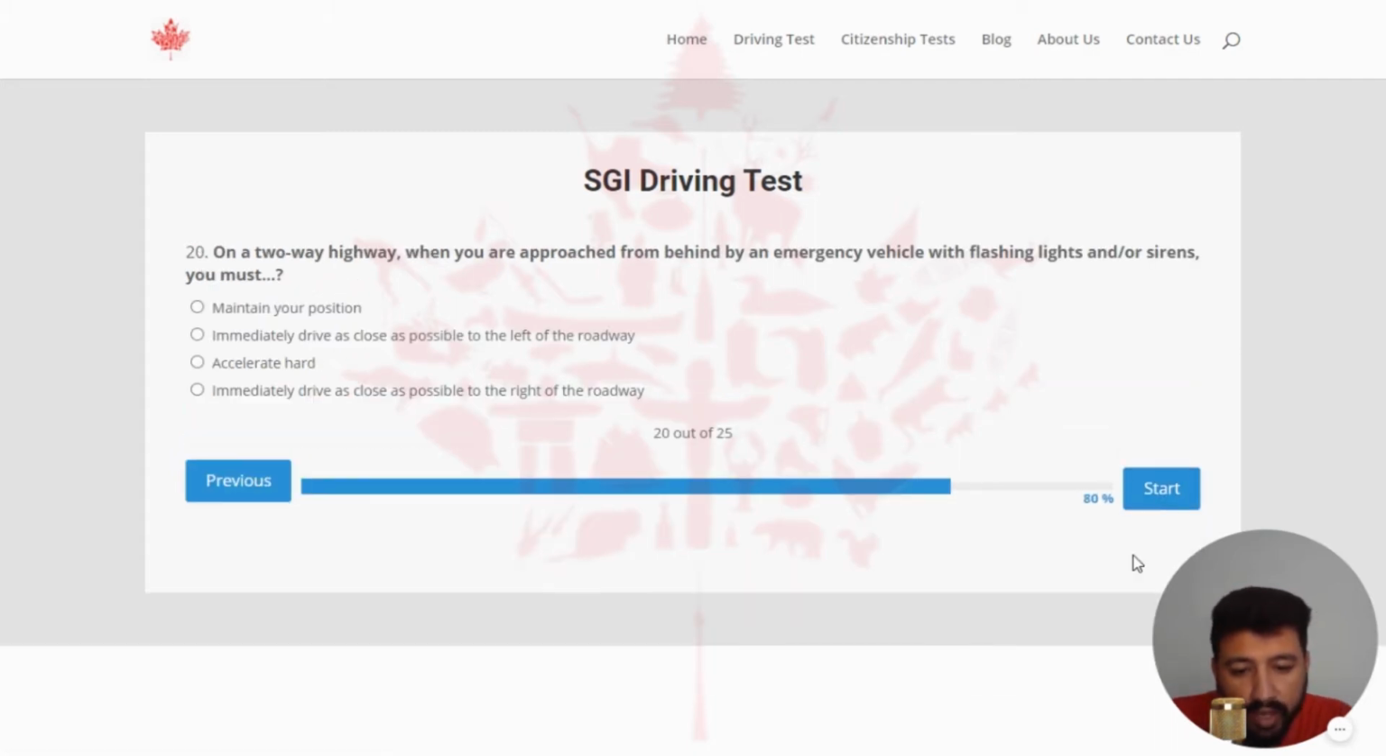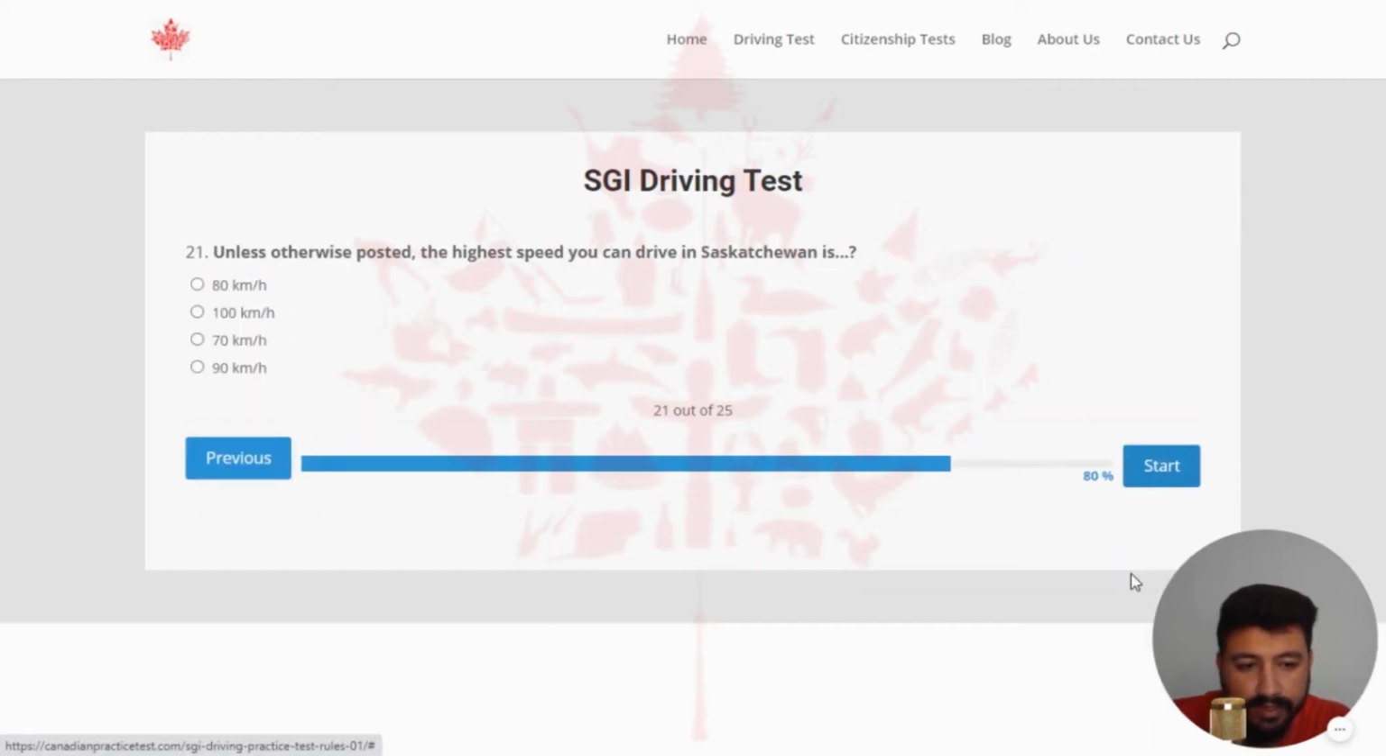Next. On a two-way highway, when you are approached from behind by an emergency vehicle with flashing lights and or sirens, you must. The right answer of this question is immediately drive as close as possible to the right of the roadway. So let's click on the last one. This is the correct one, and next.